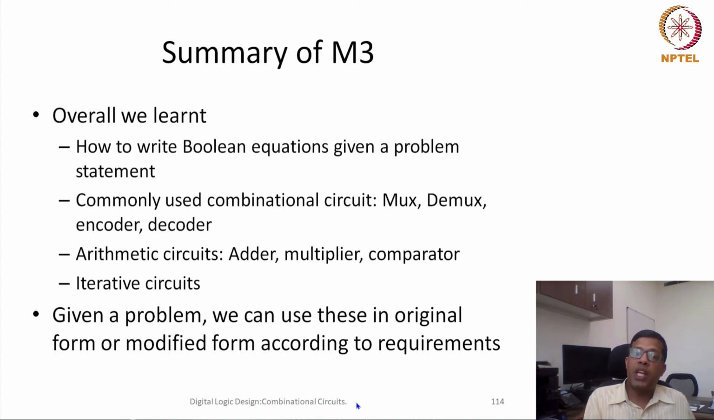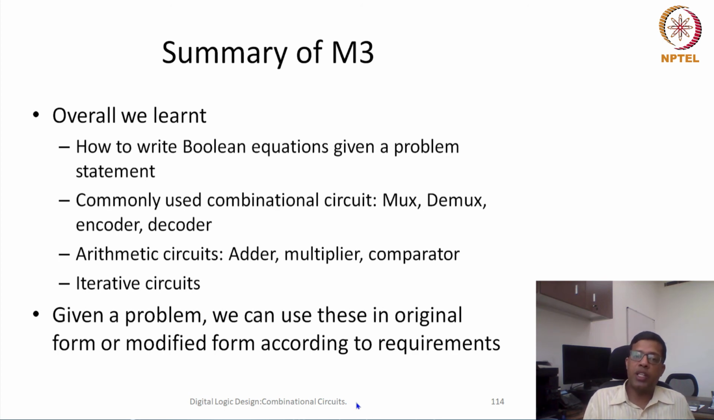So the overall observation is that these Boolean equations are essentially synonymous to the behavior or the functionality of the design. If the functionality of the design is clear to us, in most of the cases Boolean equations were formed automatically by using our rationale and our logic. Using those Boolean equations, we have also seen a couple of combinational circuits which are very commonly used in different applications, like multiplexer, demultiplexer, encoder, decoder.